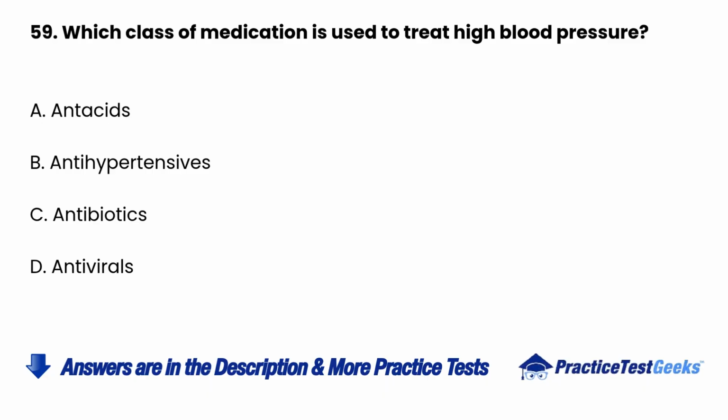59. Which class of medication is used to treat high blood pressure? A. Antacids. B. Antihypertensives. C. Antibiotics. D. Antivirals.